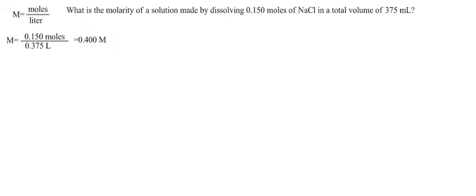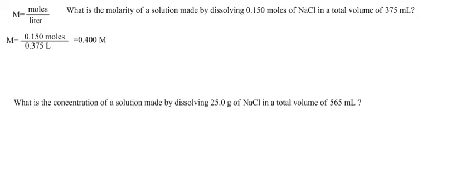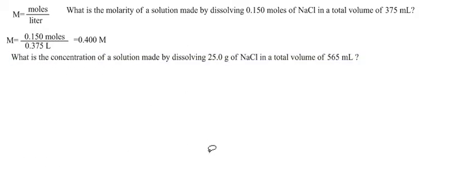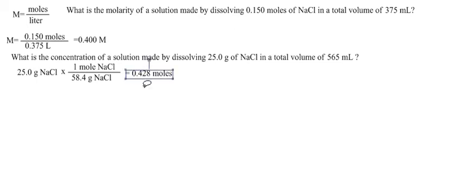If we look at a couple other problems, we can start by asking what is the concentration of a solution made by dissolving 25.0 grams of sodium chloride in a total volume of 565 milliliters. This is a very similar problem to the first one. The only difference is we're starting with grams instead of moles, so we simply have to convert grams to moles first. We take our 25.0 grams of sodium chloride and multiply that by the molar mass, which is 1 mole per 58.4 grams, and we find that that will give us 0.428 moles of sodium chloride.